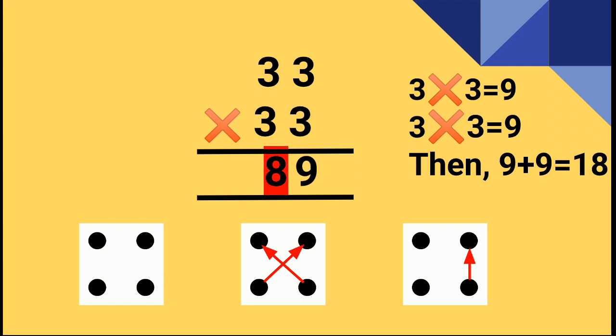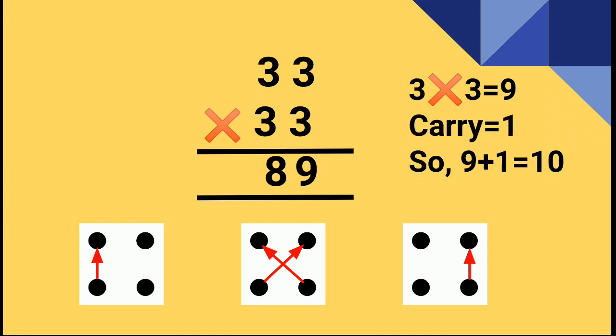Now the third step is to multiply the leftmost two digits, that is 3 multiplied by 3, which will give us 9, and the carry is equal to 1. On adding both we'll get 10, and then we'll write 10 in our answer, which will make it 1089. So 33 multiplied by 33 will give us 1089.